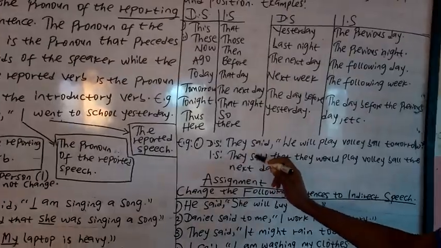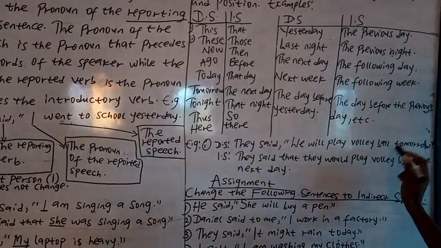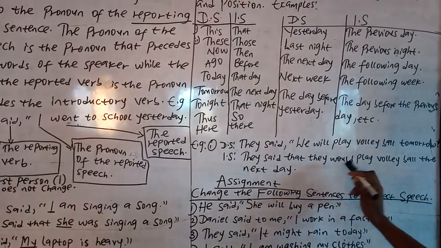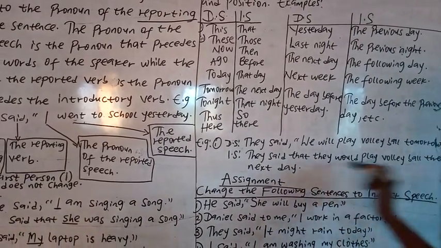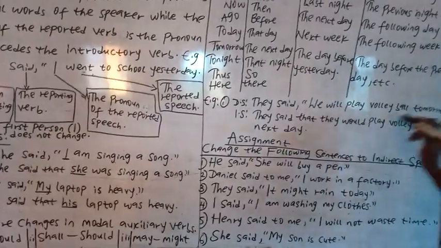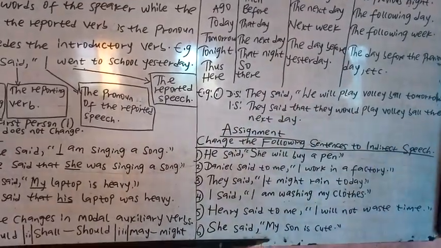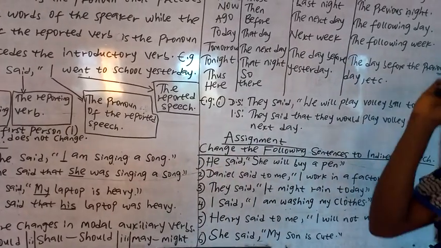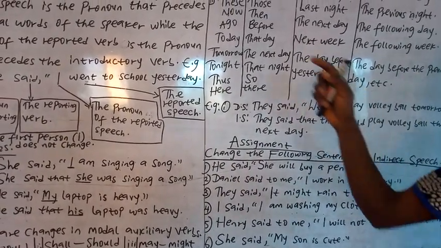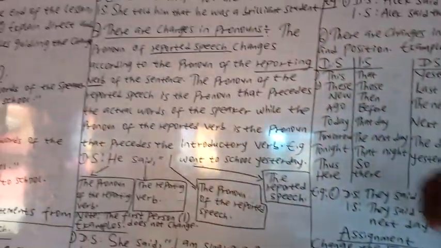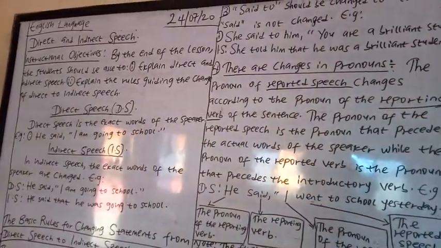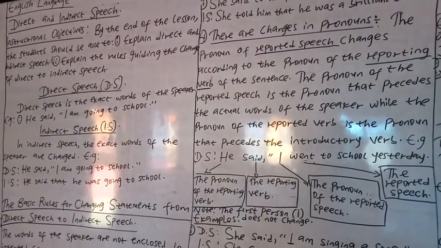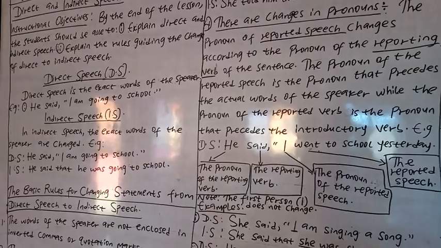Then look at my example. They said, "We will play volleyball tomorrow." Now becomes, they said that they would play volleyball the next day. So "tomorrow" changes to "the next day." Okay? At this juncture, I believe I've been able to impart on you that in direct speech, the exact words of the speaker are quoted, then in indirect speech, the exact words of the speaker are changed.